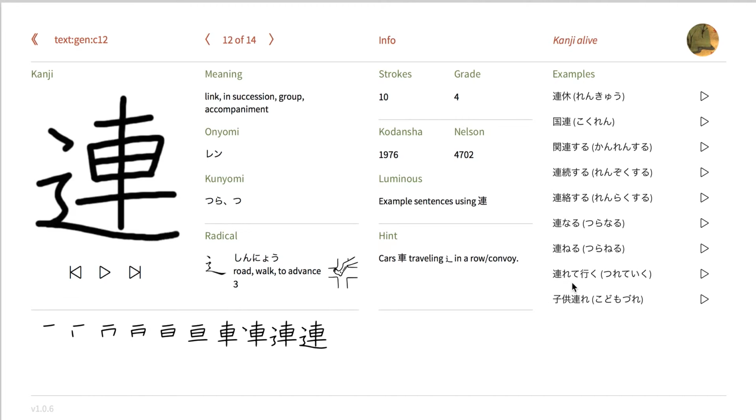So for examples, we have, right, tsurete iku, to bring somebody along. Kokuren, which is the United Nations. This is an abbreviation for Kokusai Rengo. So Kokusai, International, Rengo is an association. Renkyu, consecutive holidays. So if we have a Monday off after, a 3-day weekend, that is considered a renkyu. Kanren suru, to be related to. Kodomo zure, to bring your children, right, accompanied by children.